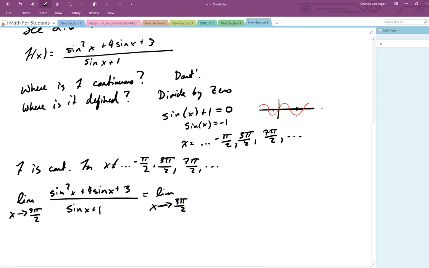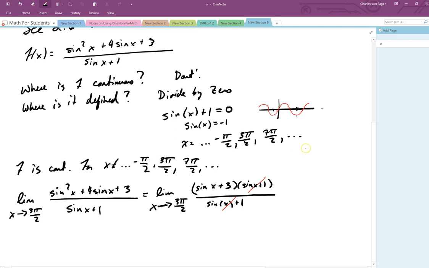Let's see what we can do. Well, it turns out the numerator factors to be the sine of x plus 3 times the sine of x plus 1, all over the sine of x plus 1. And then we can see that, yes, indeed, we can cancel out these two factors. As I recall, the person that asked this question asked, how do we do that factoring? Maybe you haven't done factoring with trig functions before.